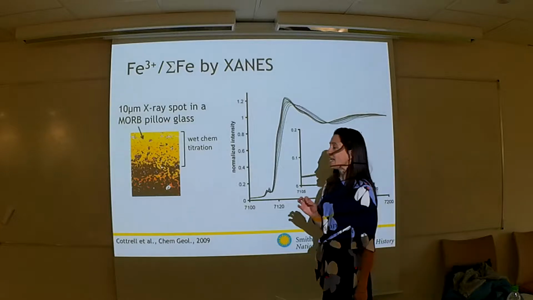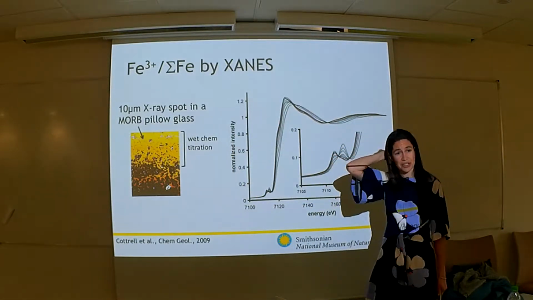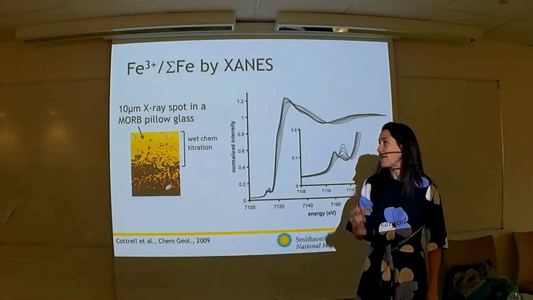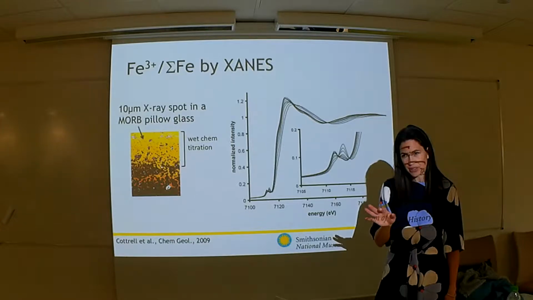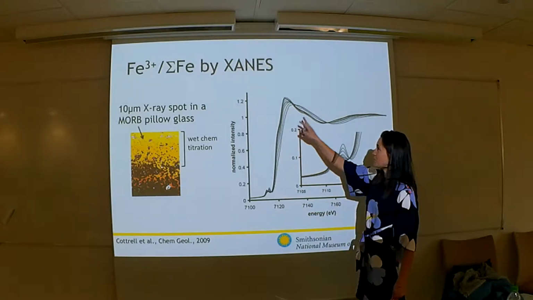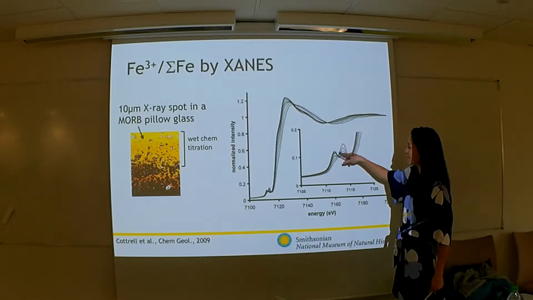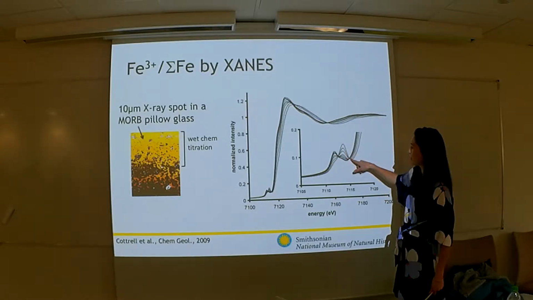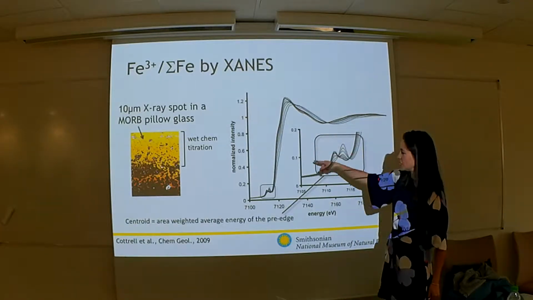If we look instead at just the glass with X-ray absorption near-edge structure spectroscopy, we can look at the Fe3+ to total ratio of the glass only, no minerals. These are a bunch of Zane's spectra, and the spectra shift smoothly from very oxidized spectra to reduced spectra. And this region here is the pre-edge region.